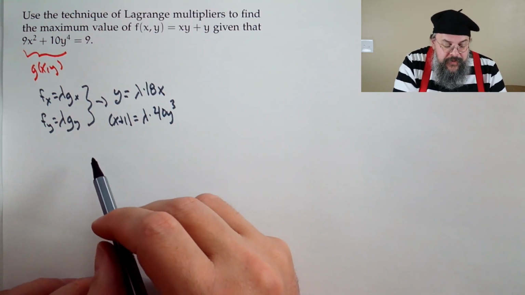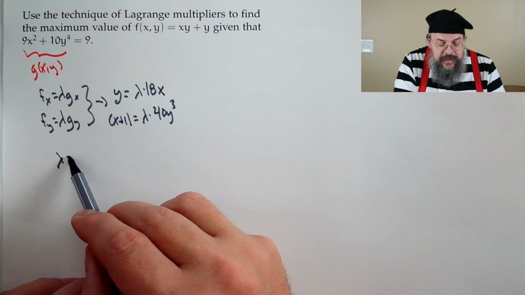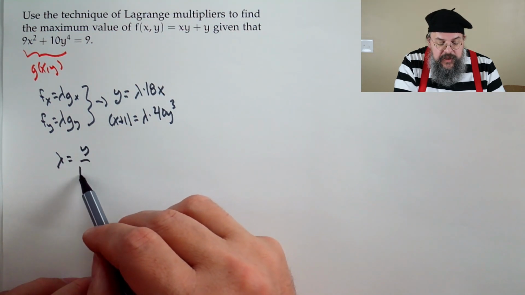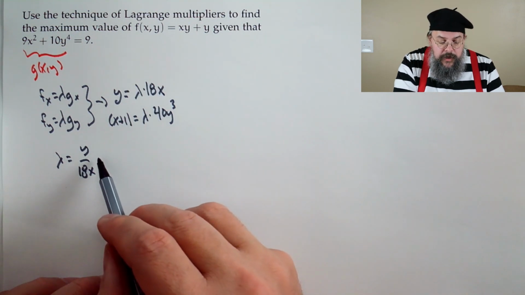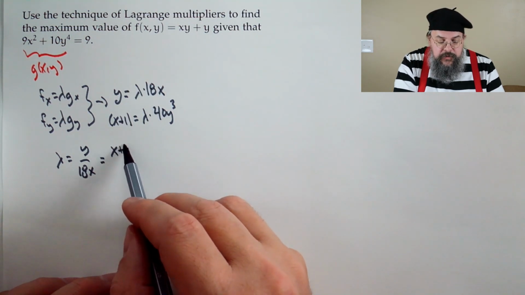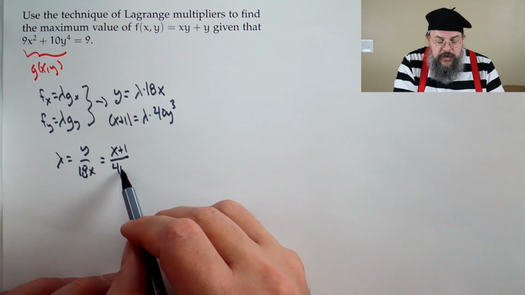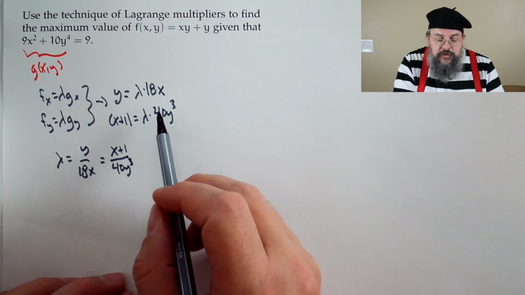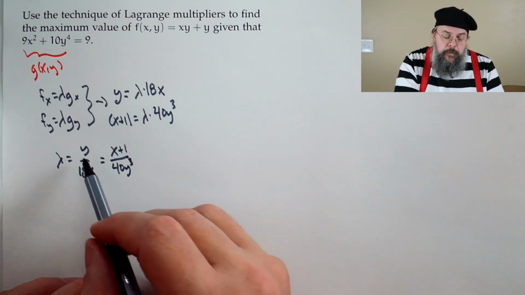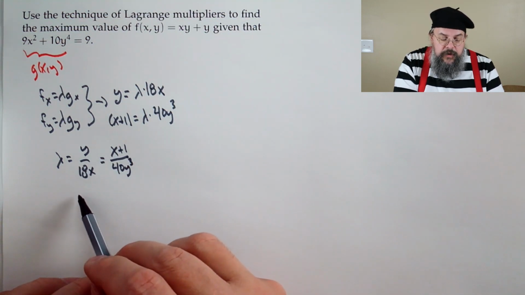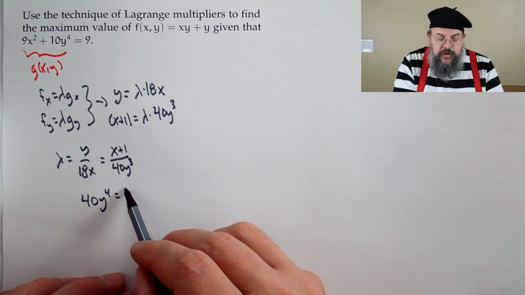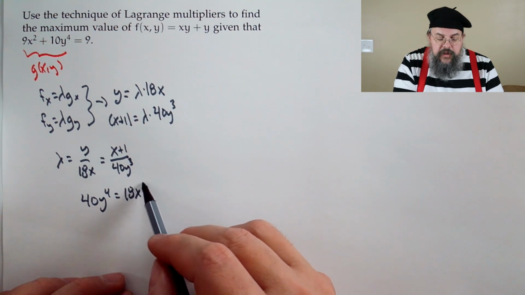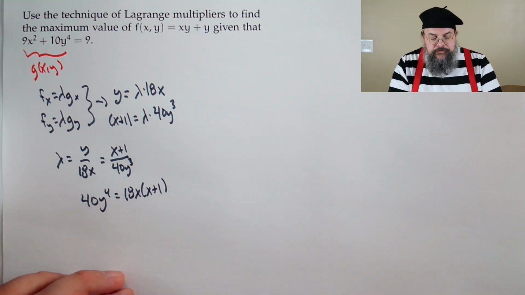And when in doubt, solve for lambda. All right. So lambda would be y divided by 18x. That's if we use the first equation. Or we could say, hey, it's also x plus 1 divided by 40y cubed. And that's if we use the second equation. Multiplying across, we'll get 40y to the fourth is equal to 18x times x plus 1.